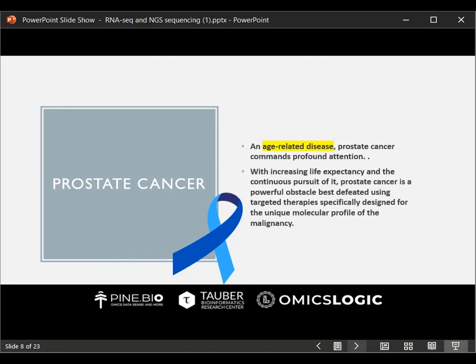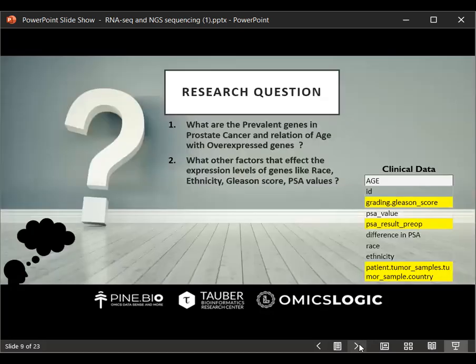Prostate cancer is the second most common cancer and a major cause of death among men worldwide. In this project, we first analyze the different diagnostic tests that are available for the detection of prostate cancer. And then we identify the differentially expressed biomarkers from the TCGA dataset of 498 samples. As we can see in the next slide, this brings us to a research question: what are the prevalent genes in prostate cancer that are related to age and that are overexpressed at a certain age?